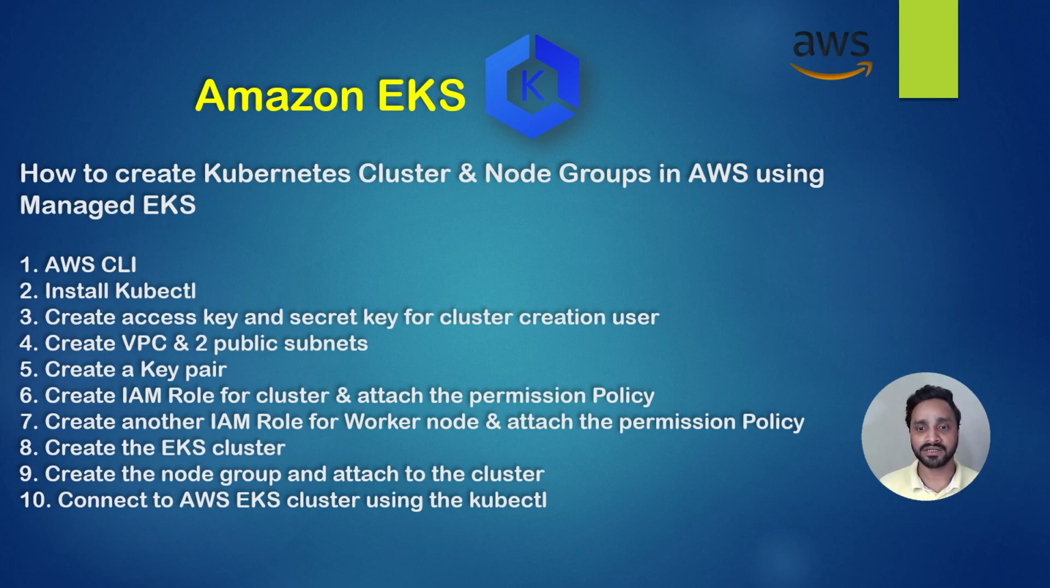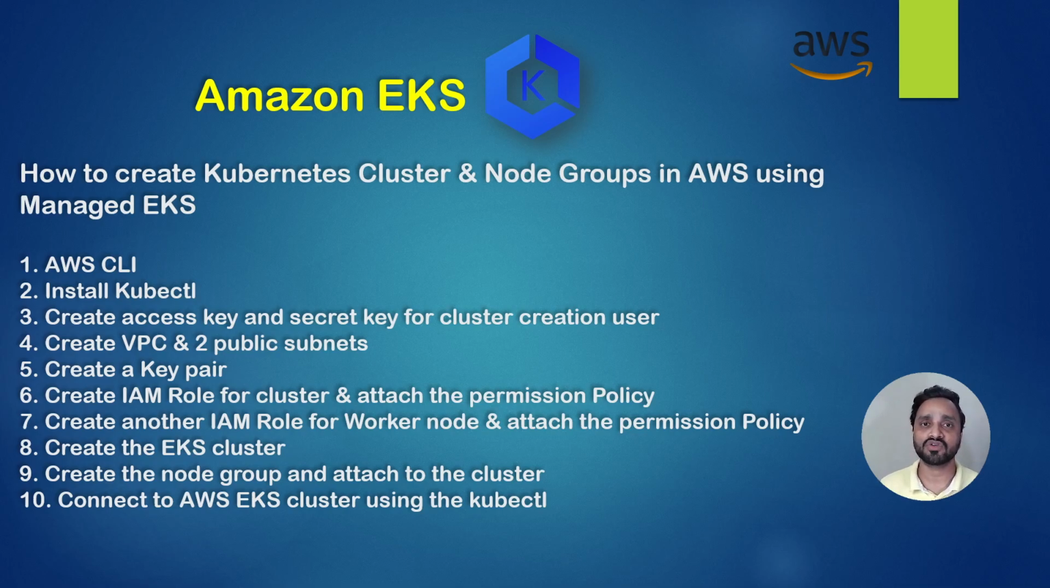It is necessary here to attach the permission policies related to the AWS cluster to that IAM role, and create another IAM role for worker nodes and attach the permission policies to that worker node role also. Then create the EKS cluster, the most important thing. It will take more time, 10 or 15 minutes. Then create the node group and attach it to the cluster.